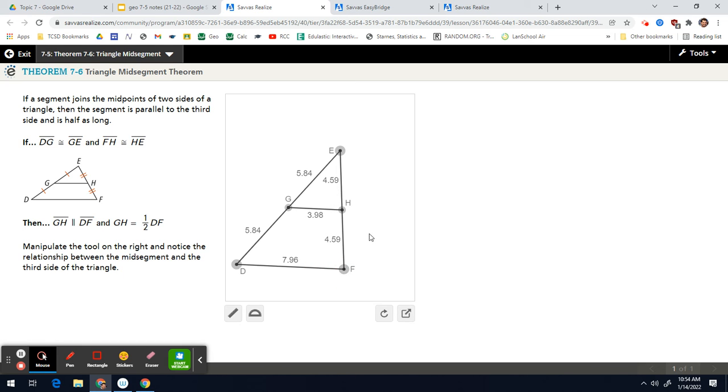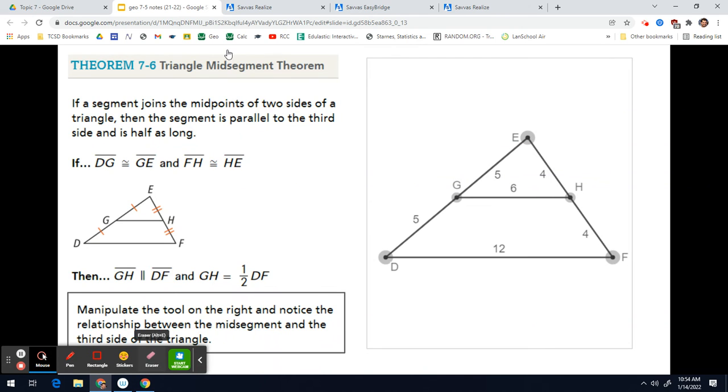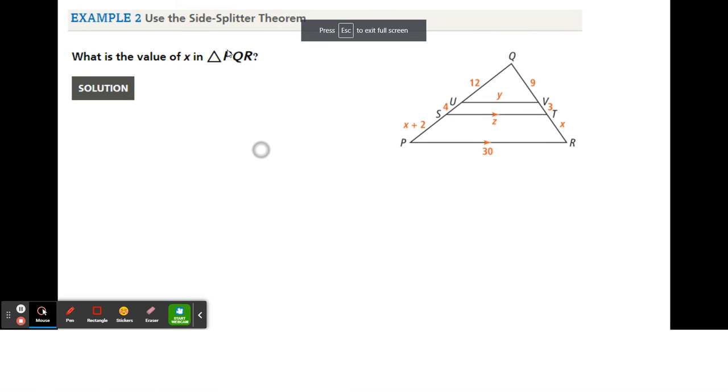Again, I'm trying to do it with my pen. All right, anyway, you get the idea, right? That is going to be half that third side, right? But again, it has to involve midpoints. Okay, cool beans. All right, so let's take a look at maybe some problems. I got 3 that are all involving this. Okay, all right, so let's go.